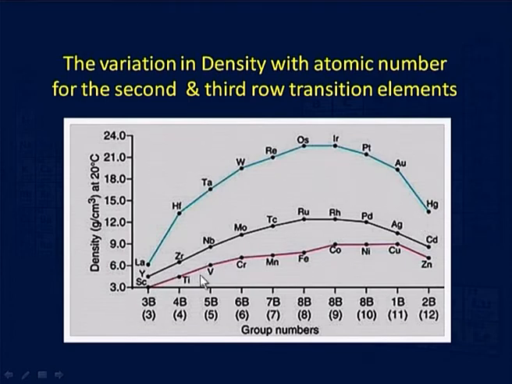However, as we go from 3d to 4d to 5d, the density also increases and it is highest for the 5d transition series elements. That is, the third row elements have higher density than the second as well as the first row transition metals. The next important property is the melting point as well as the boiling point of these transition elements or transition metals.